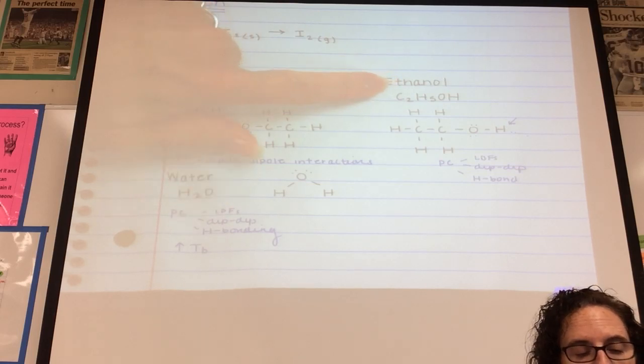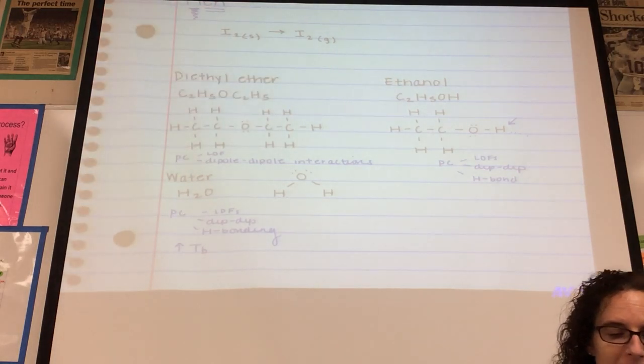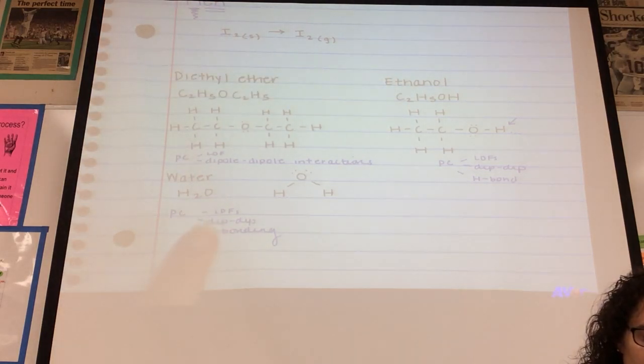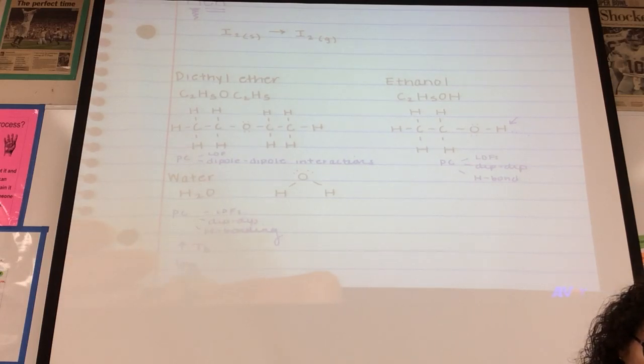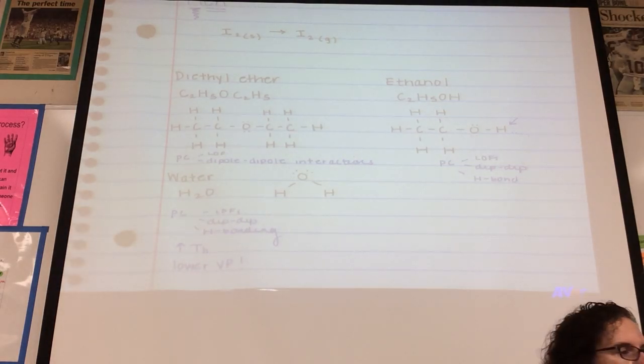So if you have more ethanol in the gaseous phase compared to water at 80 degrees Celsius, what has a higher vapor pressure? Ethanol. So what you're seeing there is with greater IMF strength, you have a greater boiling point, but you have a lower vapor pressure. Just because of the IMFs. Exactly. All because of the IMFs.